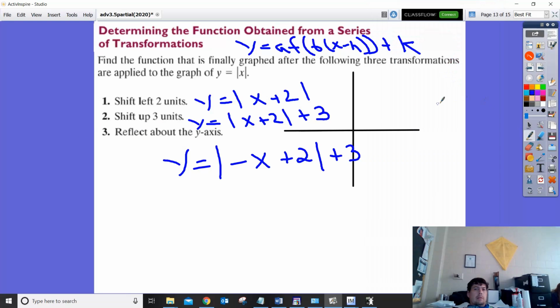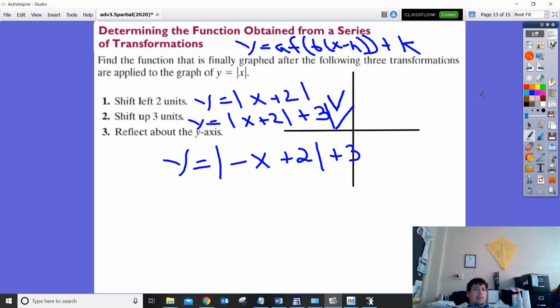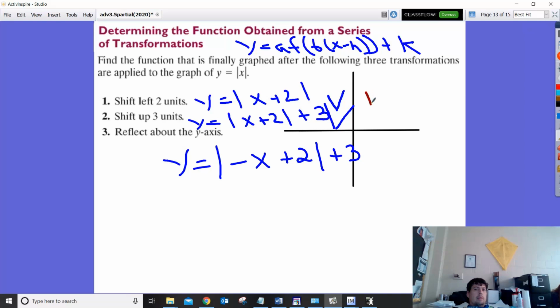By the way, what we hope has happened here, if we think about what we did, the first thing we did is we shifted left 2. We drew a V over here, right? Then we went up 3, so the V got moved up here. Should look something like that. And the last thing we did is we reflected on the y-axis, which means our little V should end up over here. See, I actually do have a problem with what we wrote. I don't think it's going to do it.